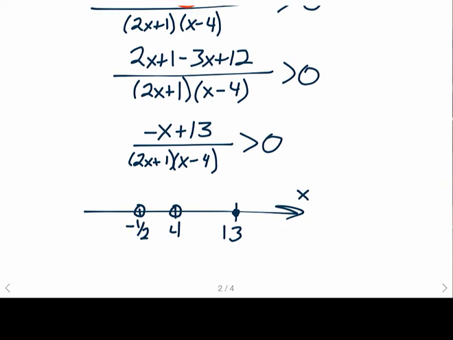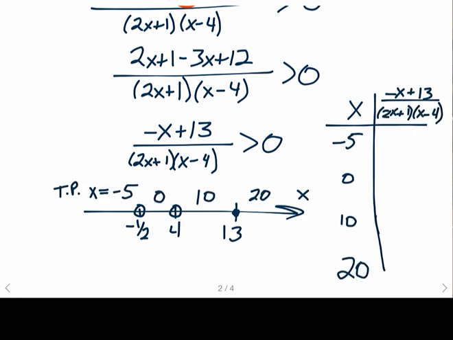But now we need to pick test points in these intervals. Why don't you do that? Use a table to figure out positive versus negative and see if you can solve this inequality. Go ahead and pause the video and do that. So I picked values of negative 5, 0, 10, and 20 because those are in intervals defined by those points we put on the number line.